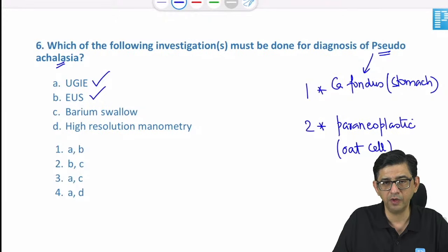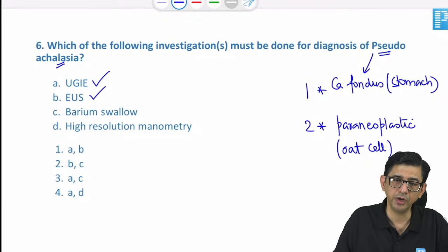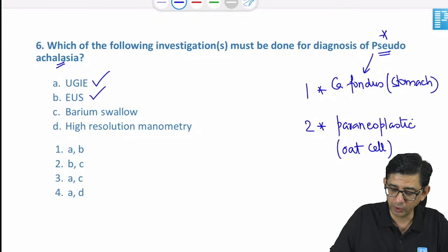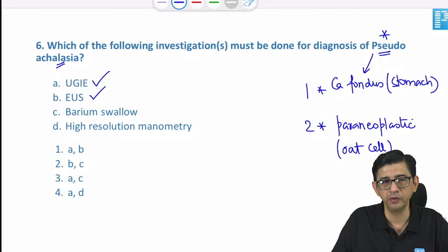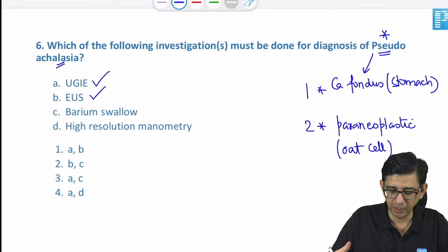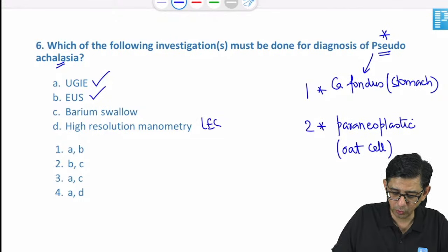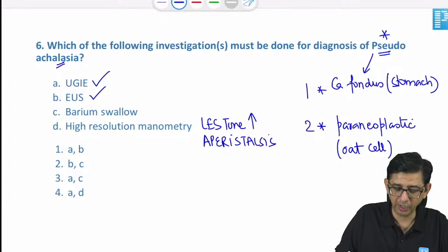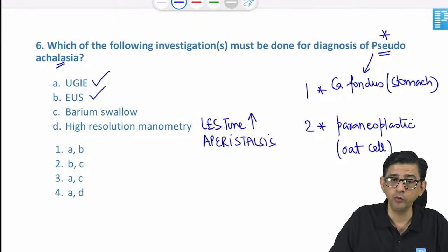When we say pseudo-achalasia, the diagnosis of achalasia has already been made on the basis of high resolution manometry. Now we need to prove the word pseudo in this case. This question is based on the concept that achalasia findings on high resolution manometry are already present. That is, we are finding that the tone of the lower esophageal sphincter is increased, and we are also finding aperistalsis in the lower segment. So that is already documented by high resolution manometry.